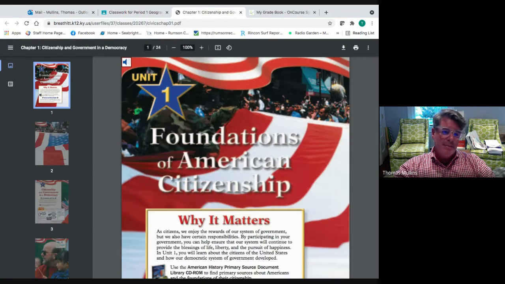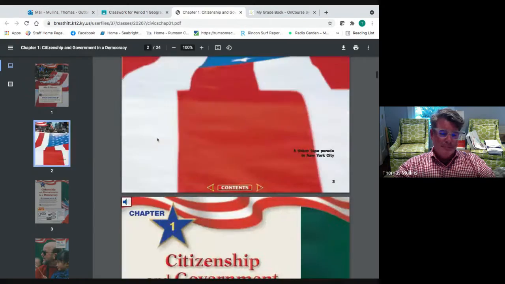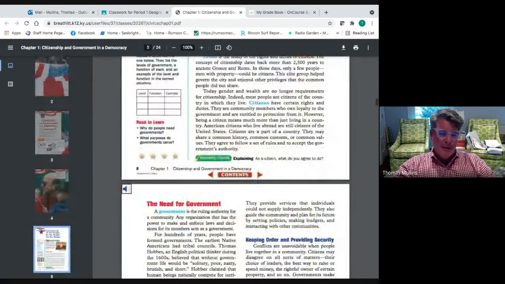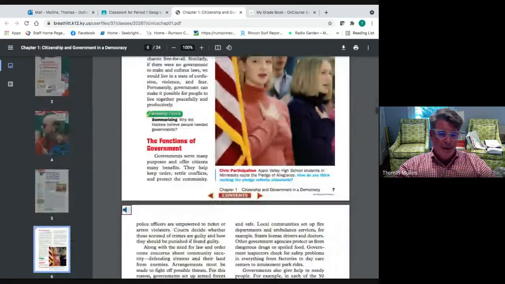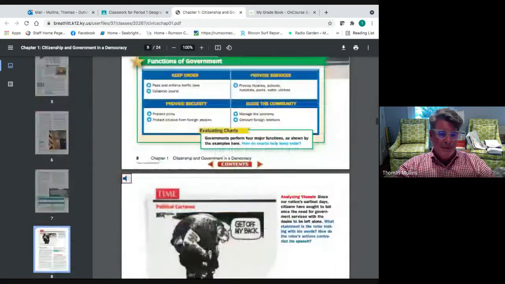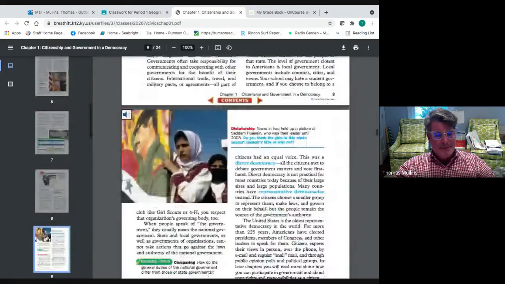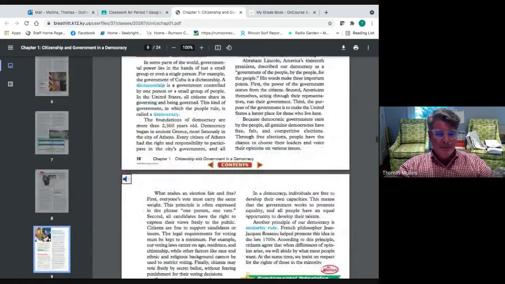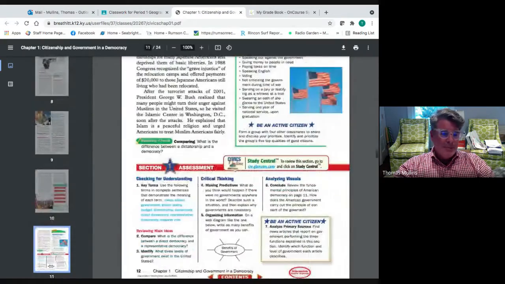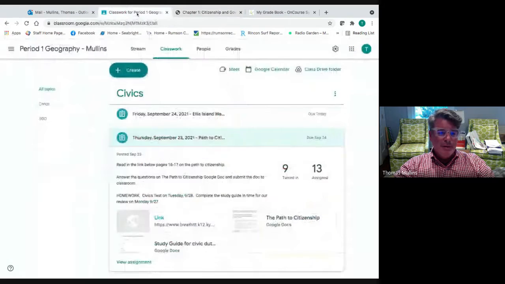All right, you can kind of see page by page, kind of going down here, talking about needs of governments, etc. This is kind of getting into different information, but as you can see, if you go back over here, the lesson was to go to pages 16 and 17 and read about the path to citizenship.